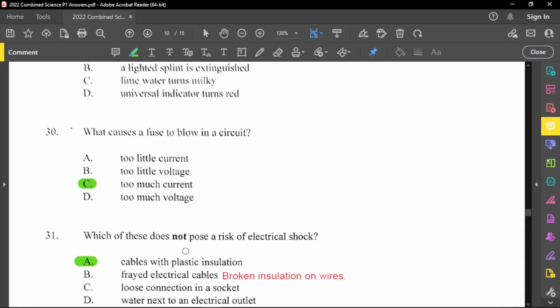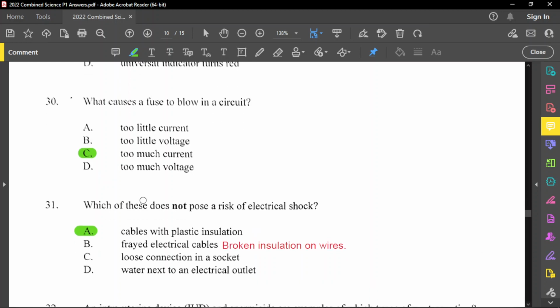Question number 31. It said, which of these does not pose a risk of electrical shock? The keyword here is does not. Cables with plastic insulation. Once it's covered with insulation, because an insulator prevents or opposes the flow of current, current cannot flow through it.